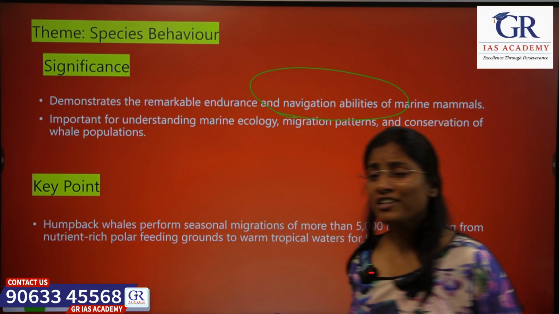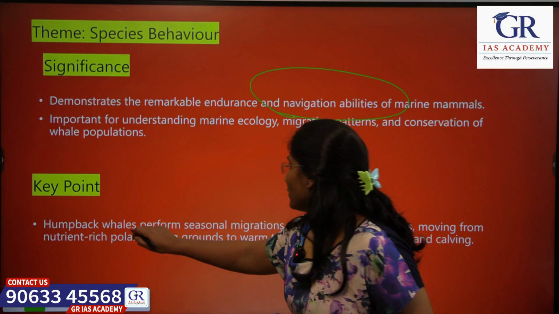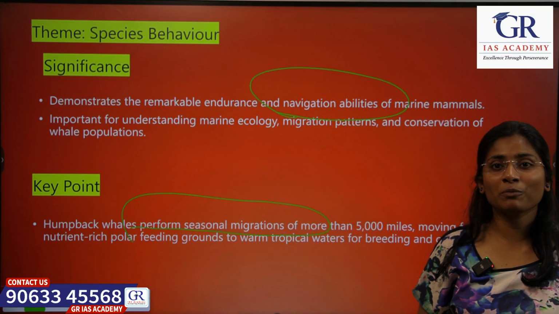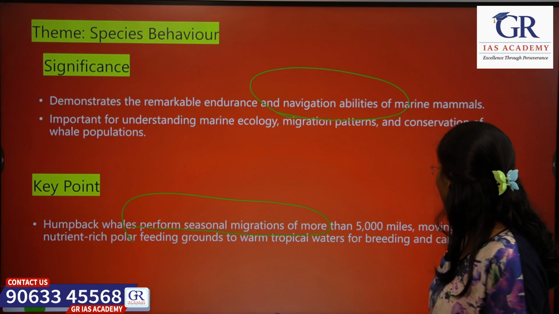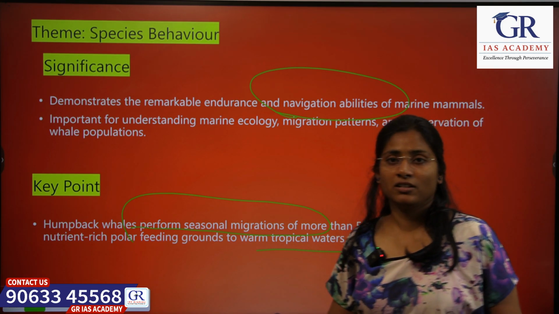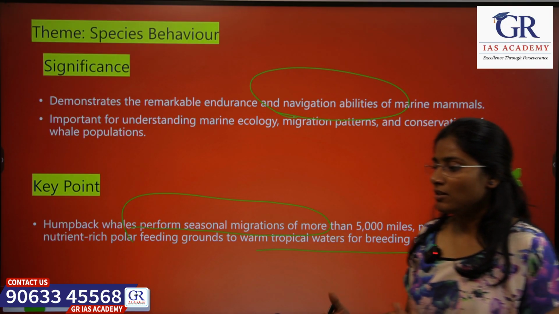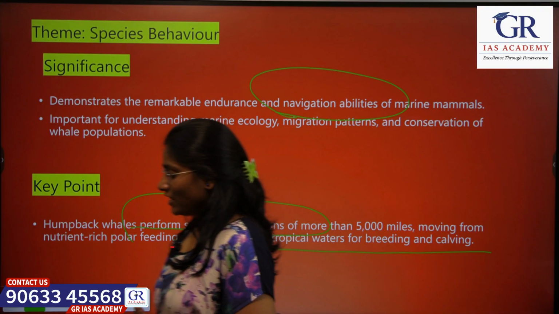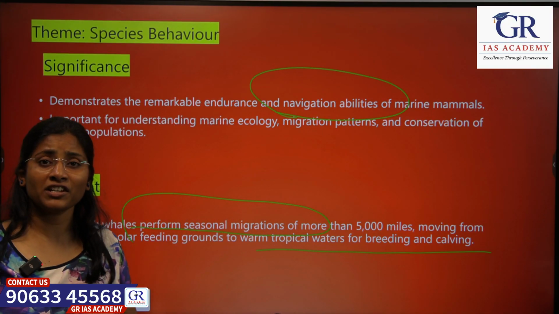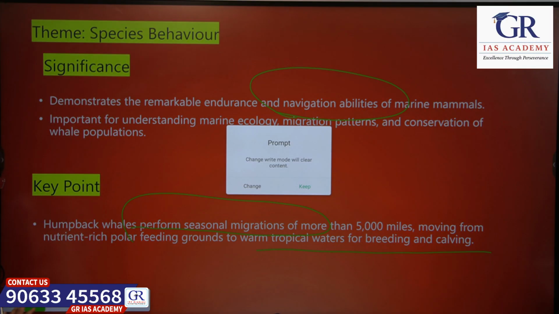So what is the most important point for us to remember? They perform seasonal migrations, more than 8,000 kilometers every year, so that is important. Then they reach tropical waters for breeding and calving. Fascinating. This is so fascinating. They travel 8,000 kilometers every year without forgetting. So much memory they have, right?